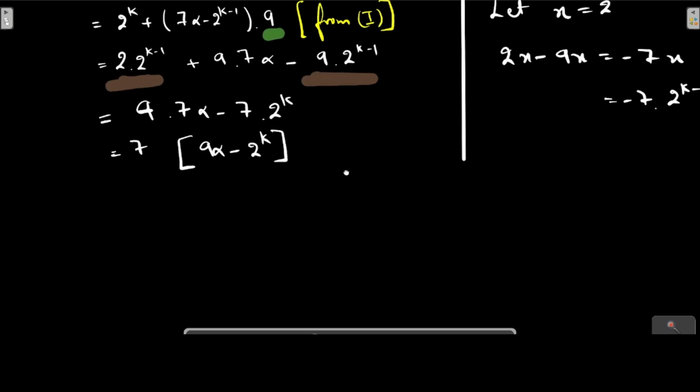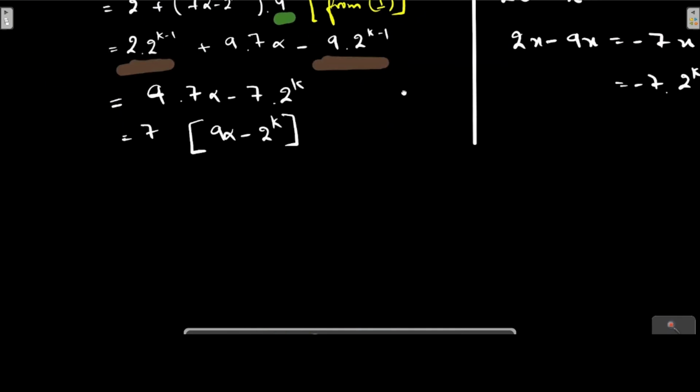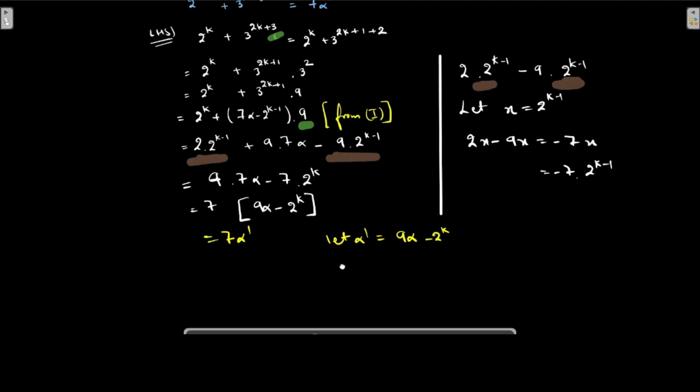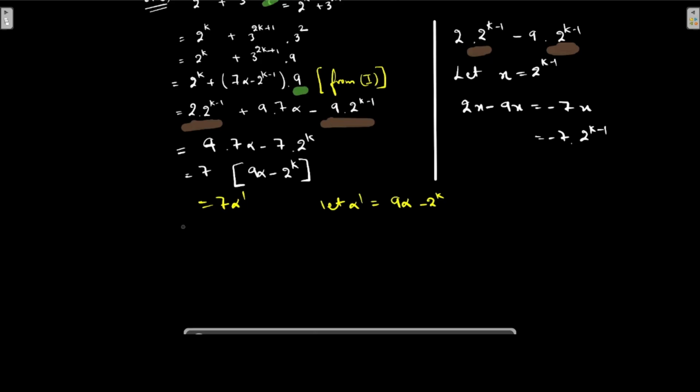Right? So what we require is an alpha dash. So can I say, let alpha dash be 9 alpha minus 2 to the power of k. So this is equal to 7 alpha dash, and hence a multiple of 7. So this is equal to your RHS. So we can say this gives us n is equal to k plus 1 is true.